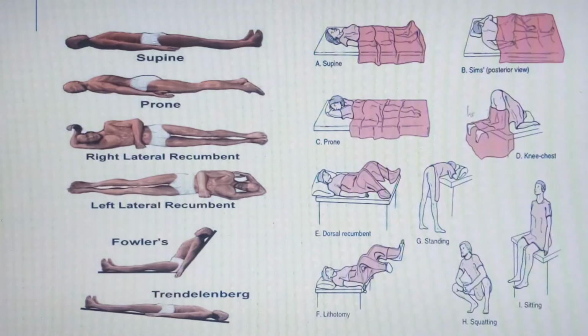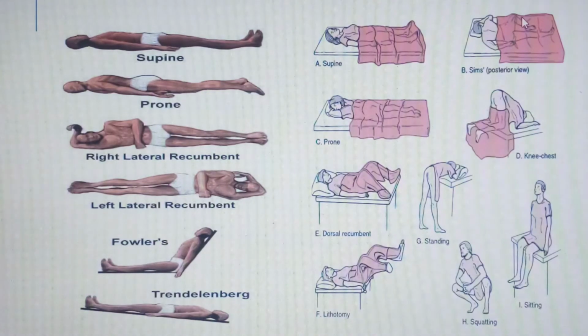Now other important ones, we can see Sims position. We also call it lateral position. In this position, look at it carefully. The patient lies on the left side, with the left thigh slightly flexed, but the right thigh is more flexed, acutely flexed on the abdomen.